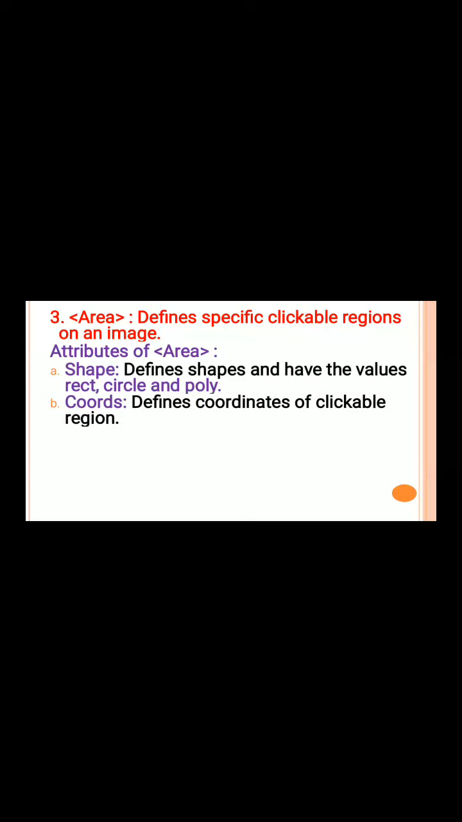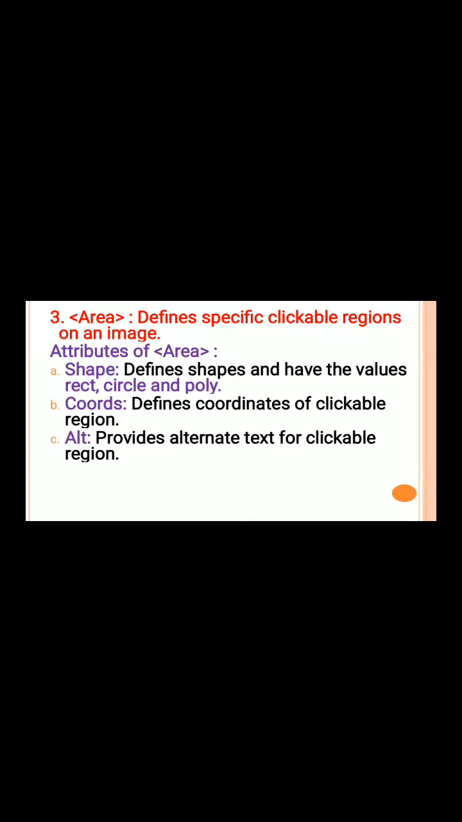Another attribute of area tag is coords, which defines the coordinates of the clickable region. Another one is alt, which provides alternate text for the clickable region. Next one is href, which stands for hypertext reference, which defines the URL for the clickable region. These are nothing but the attributes of area tag.